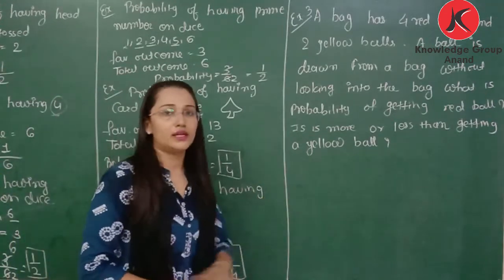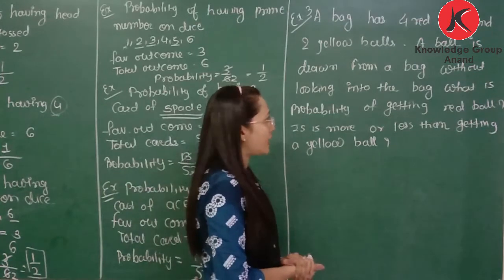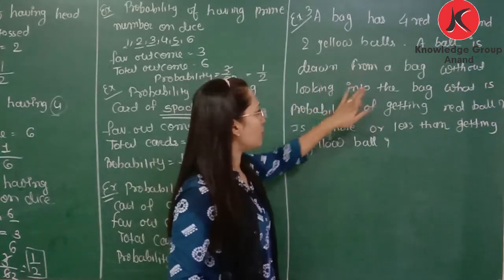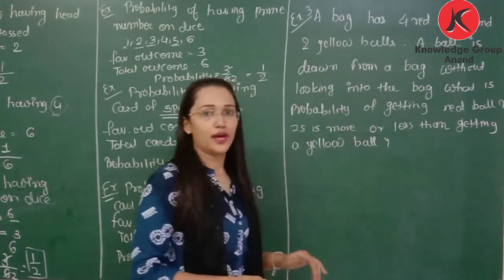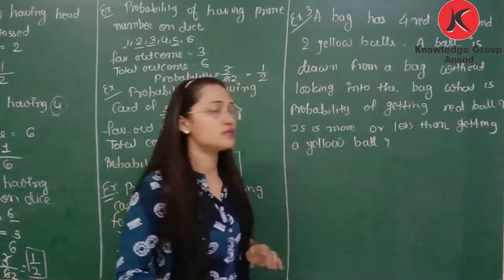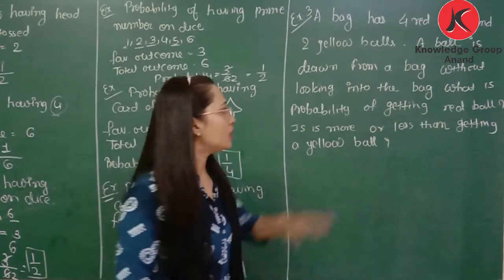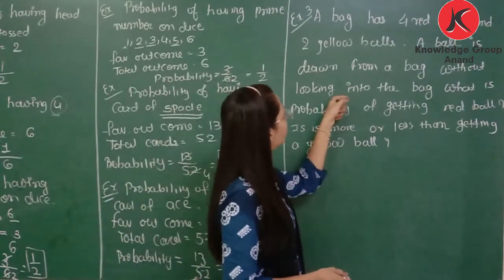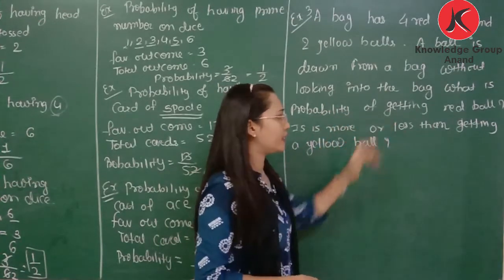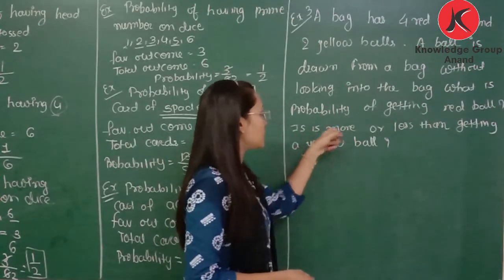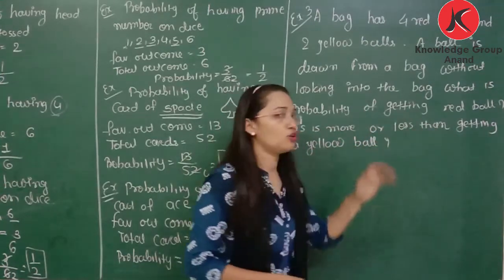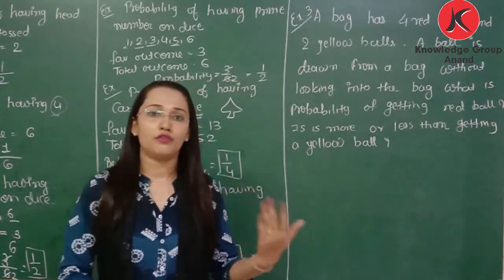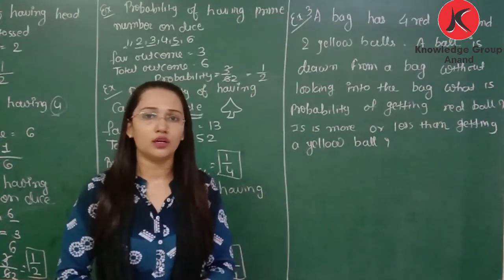Now question number 3 that is given in your textbook. A bag has 4 red balls and 2 yellow balls. A ball is drawn from the bag without looking into the bag. Okay, there is one bag. In that, 4 red balls are there and 2 yellow balls are there, and a ball is drawn without seeing in the bag. So what is the probability of getting a red ball, and is it more or less than getting a yellow ball? So here we need to find the probability of having a red ball, the probability of having a yellow ball, and after that we need to compare both probabilities.